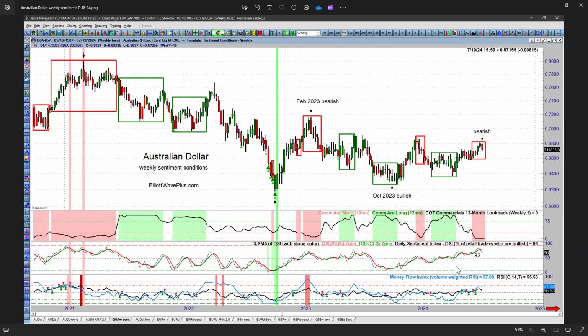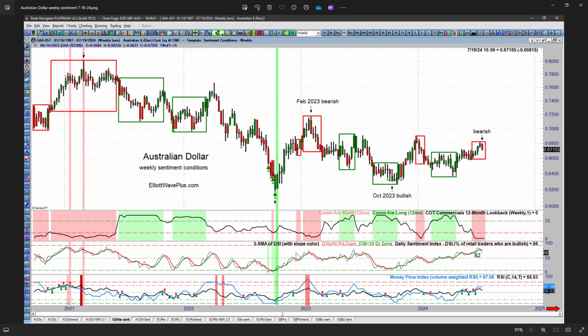So, and then this next indicator down is the daily sentiment index. This basically runs on a scale from 0 to 100. So right now, very recently, 82% of retail traders were bullish, positioned bullishly on the Australian dollar. So what this template does is it compares the commercial positioning versus the retail positioning.